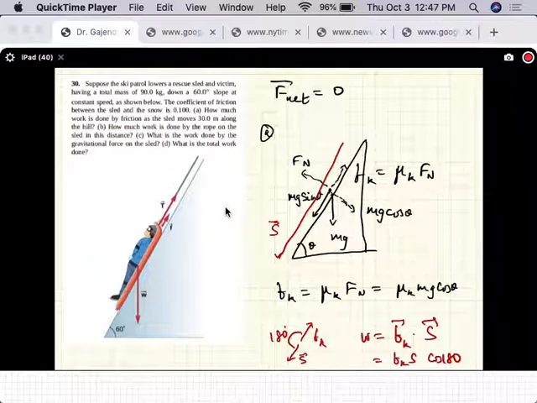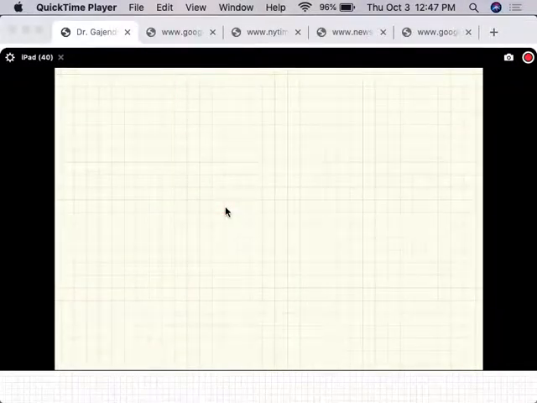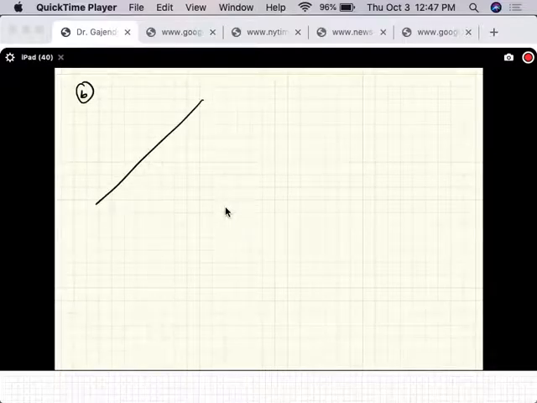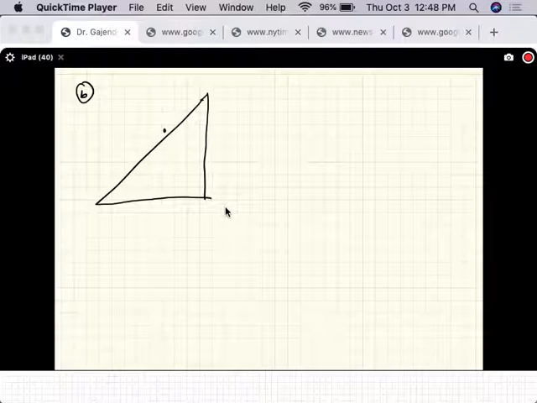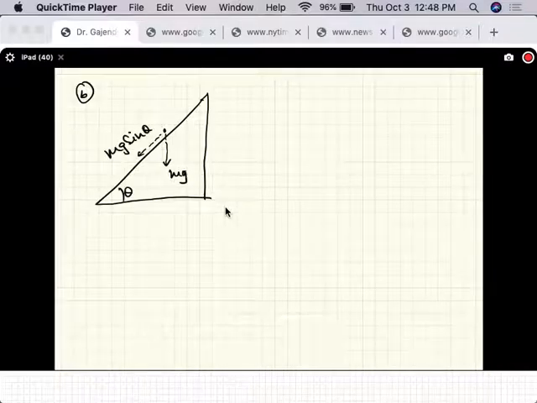How much work is done by the rope on the sled in this distance? There's the tension in the rope. Now let's write down all the forces. Here is mg sine theta, the friction force, and the tension in the rope.